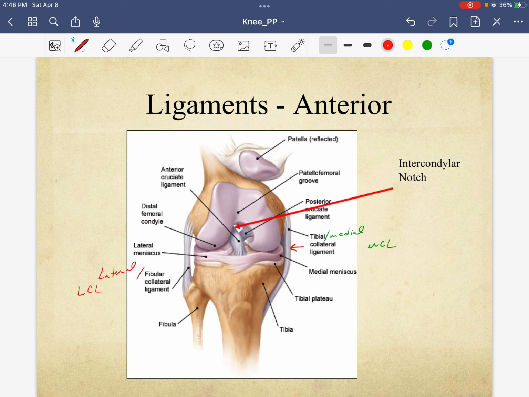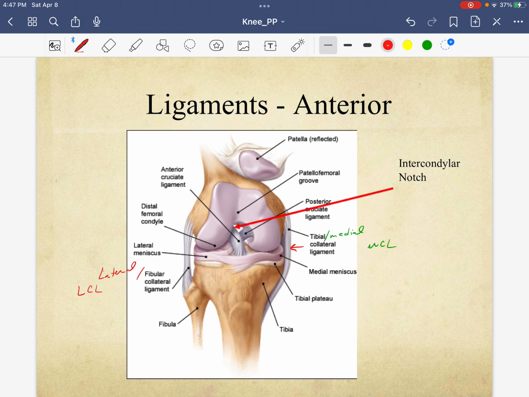So the MCL is broader, thicker, closer. It blends in with the joint capsule. On the other hand, the LCL is thinner, but a little bit rounder. So the LCL is almost more rope-like. The MCL tends to be thicker but broad, like thick all the way through, not just a rope, but thick, yeah, more broad. But the LCL tends to be more rope-like, kind of thinner, but more rope-like.